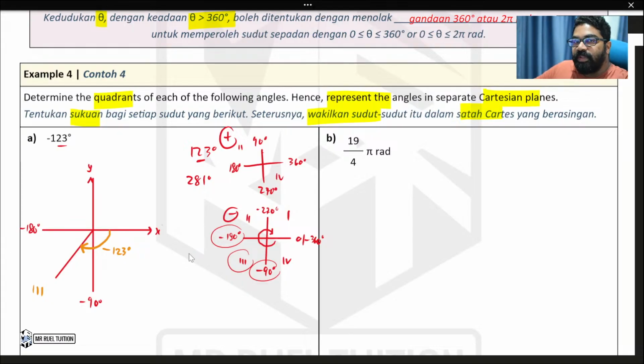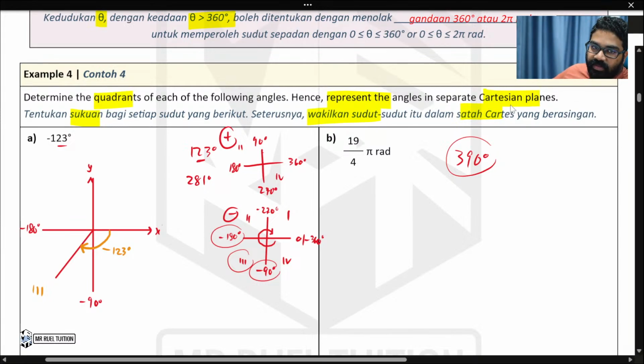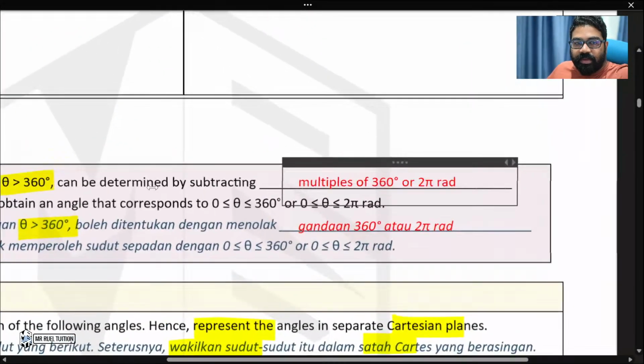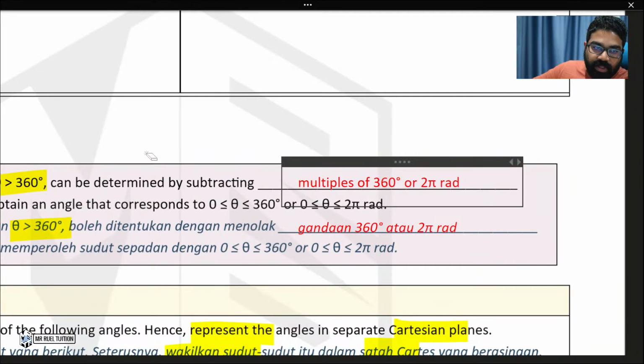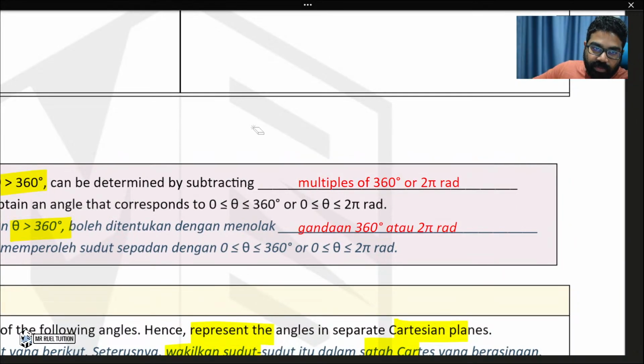Okay. Now what if sudut dia, nilai dia lebih daripada 360? If the value of theta is more than 360, how do we determine the position? So if I ask you, for example, kalau cikgu tanya awak, what is the position of 390? Apakah kedudukan dia? Which quadrant? How are you going to know? Wait, I don't do this here. Nanti awak keliru. Okay, let me do this as a separate example. Cikgu bagi contoh yang lain. So if it is more than 360, contohnya lah 390, what position is it? Apa kedudukan dia? How do we know?